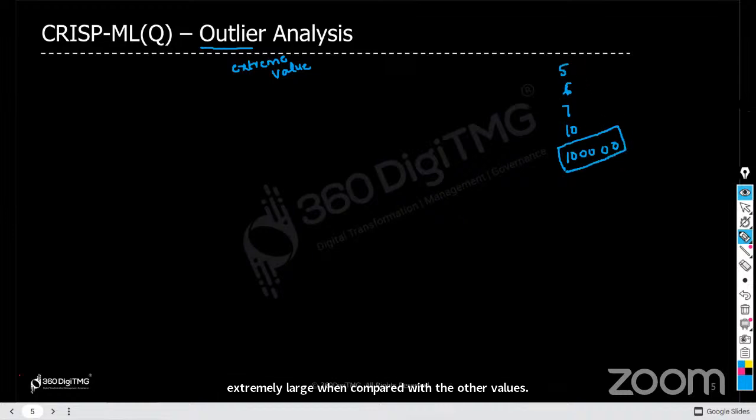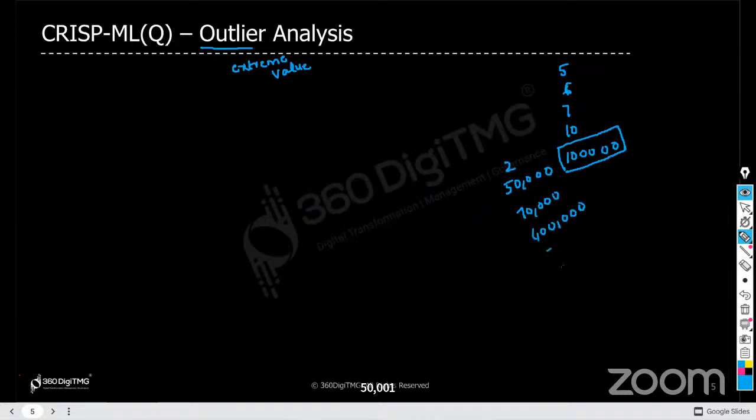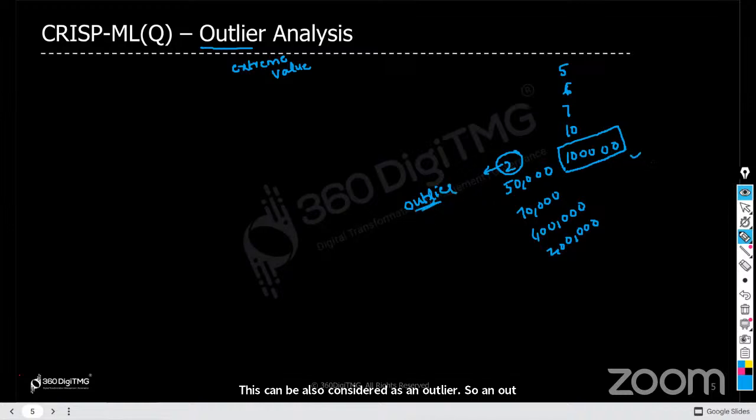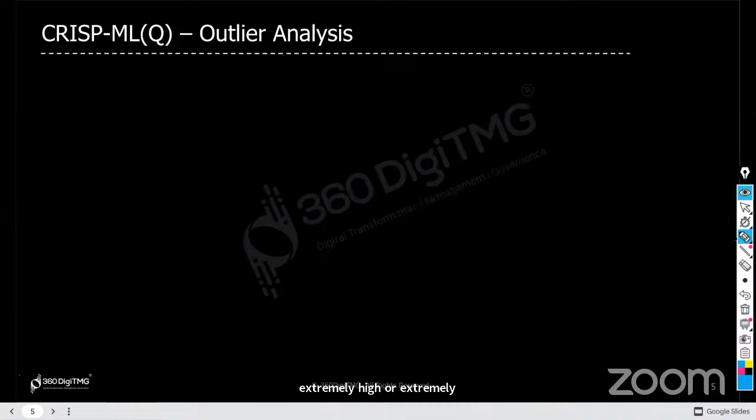It need not always be extremely large. If it is extremely small also, we will treat it as an outlier. For suppose 2, 50,000, 70,000, 1 lakh, 2 lakhs. So this is my data. Out of all these values, this one is extremely small. This can also be considered as an outlier. So an outlier is basically an extreme value that may be extremely high or extremely small. Anything is fine. So how do we analyze the outliers and how do we treat them?